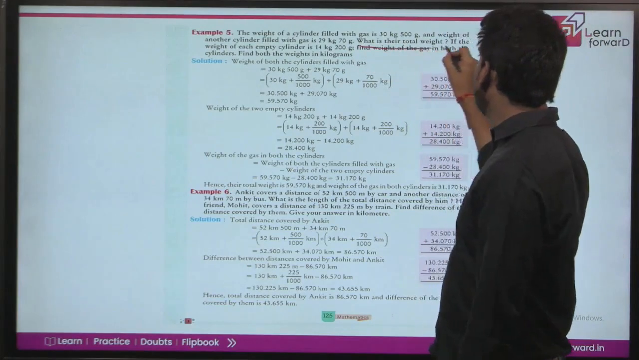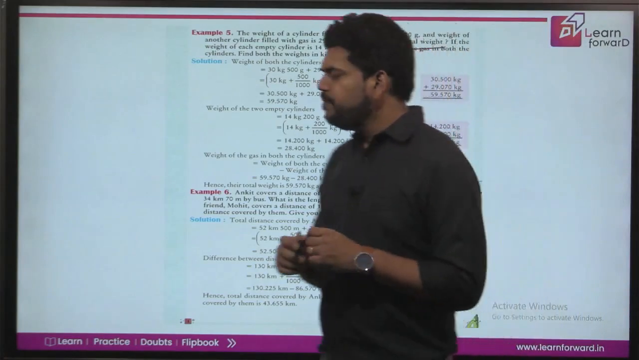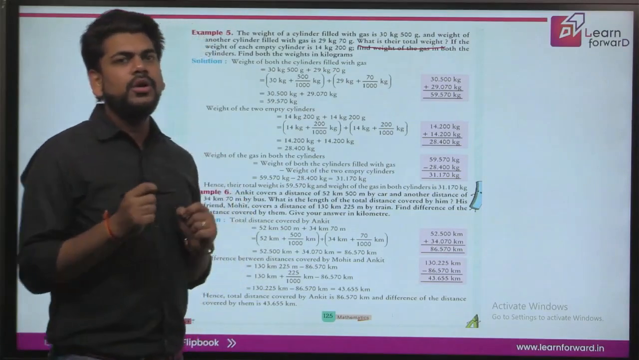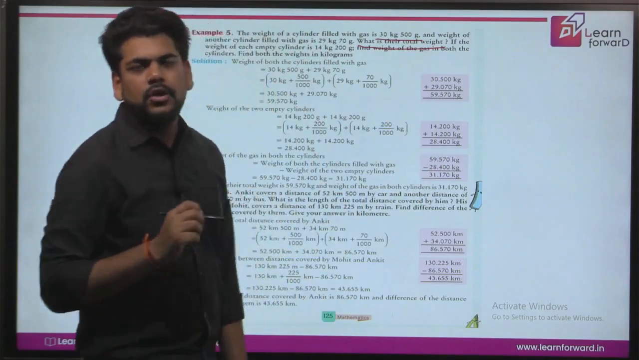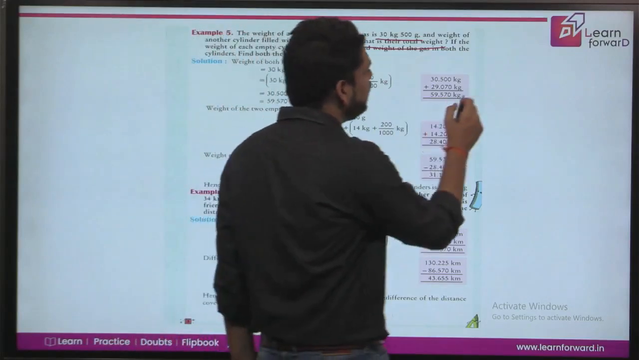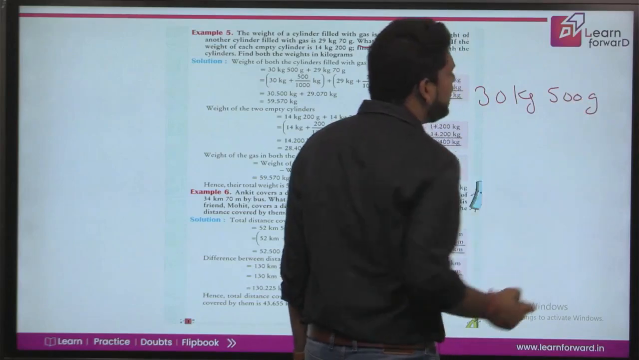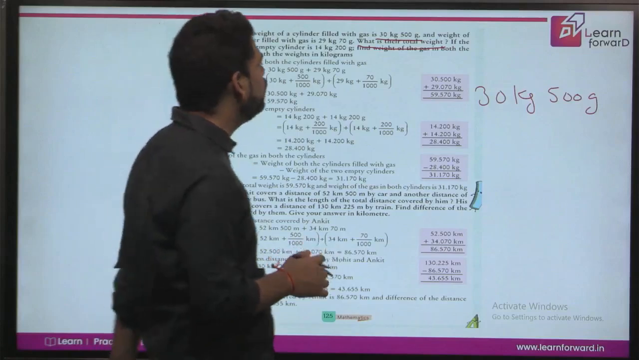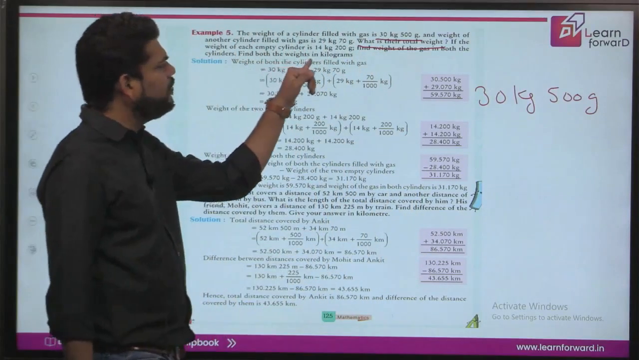What is their total weight? So for total weight we will add them. Okay. So before adding any number, we must see that their units must be the same. Here we are having 30 kg 500 gram. So we can't simply add them. First we have to convert them into a single unit. 30 kg 500 gram. Let us convert these numbers in kg, or you can convert it in gram as well. There is no such issue. It's your choice. But at the end the answer is asked in kgs.